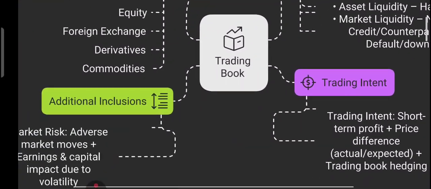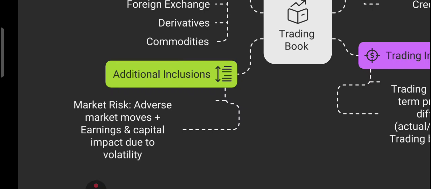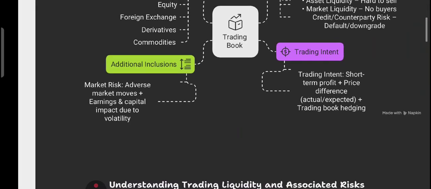Additional consideration: don't forget, market risk also includes unexpected loss due to high volatility, which directly hits earnings and capital. So the trading book is all about a strategic short term play, but banks need to stay sharp because risk and reward go hand in hand. Now friends, let's come to the next slide.